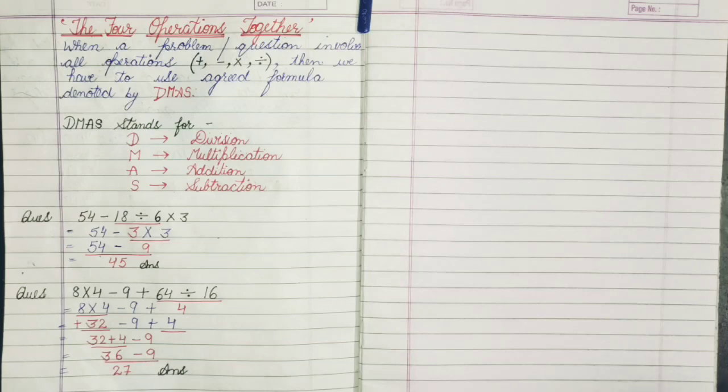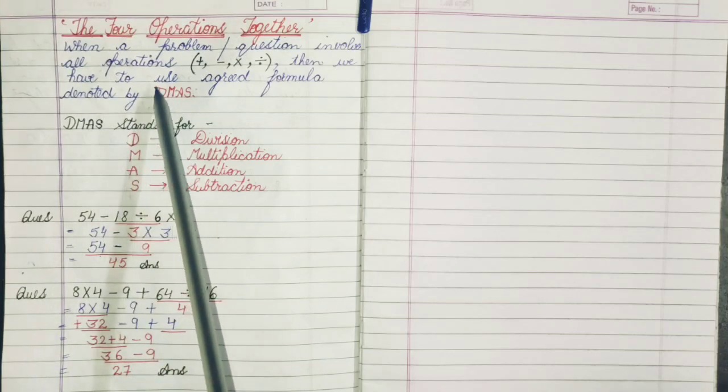Today we are going to study a new topic, that is the DMAS rule. Yes class, we come across certain situations when more than one operation is to be performed. Certain problems may contain all four operations together. So when a problem involves all the operations, that is plus, minus, multiply and divide, in that case we are required to use the agreed formula, that is denoted by DMAS.